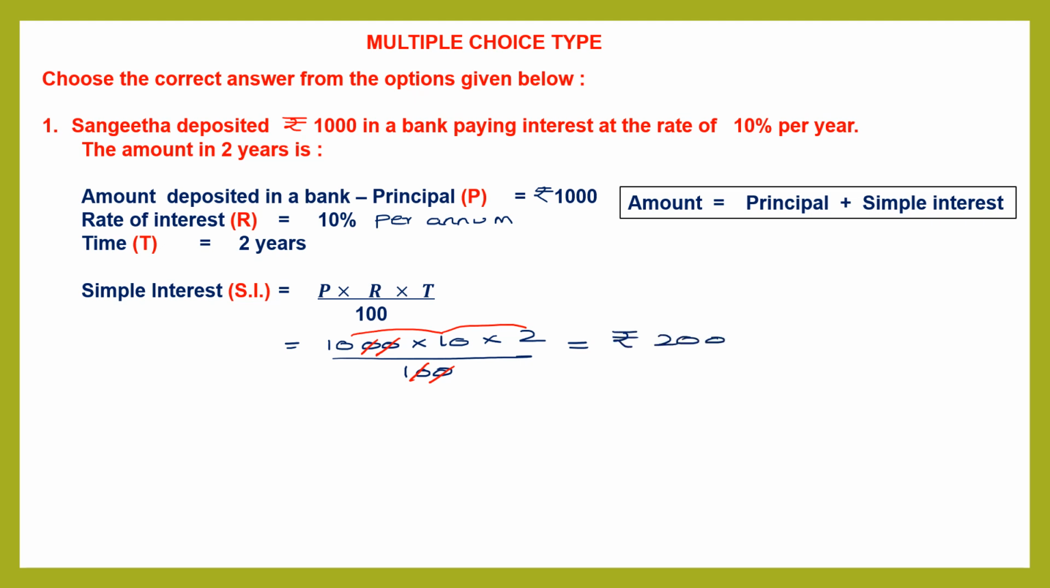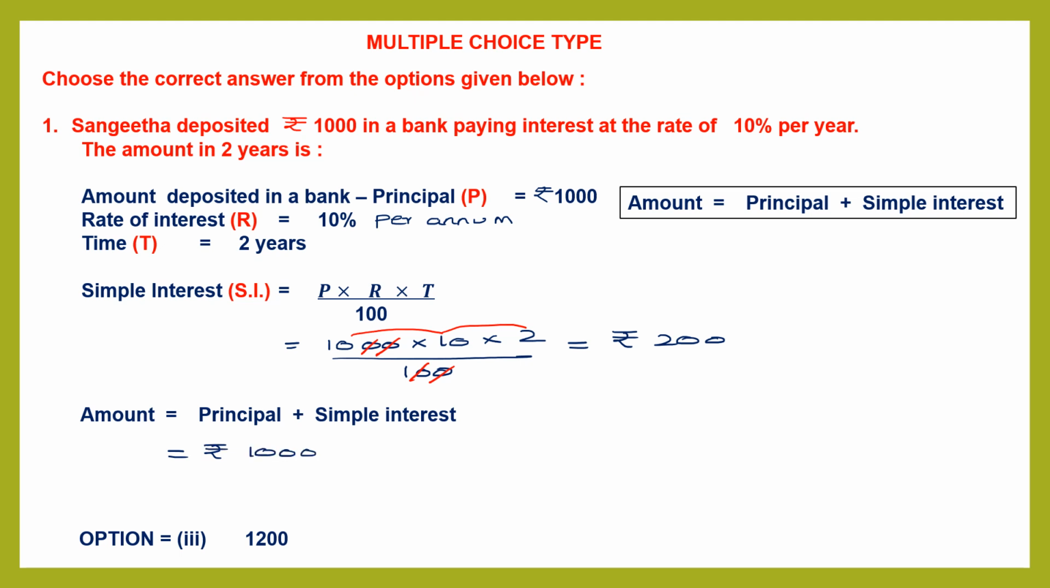Now that we know the principal and the simple interest, we can find the amount using this formula. So amount here is principal plus simple interest. And let's write that the principal here, it's given to us, is 1000 rupees. Simple interest we just found, that's 200 rupees. So together 1000 plus 200 is 1200 rupees. So this is our answer, and this is option 3, 1200 rupees.